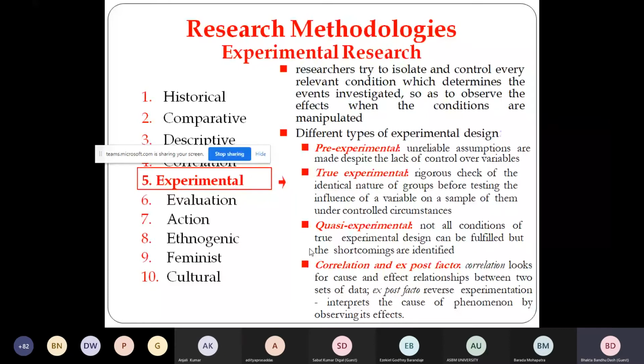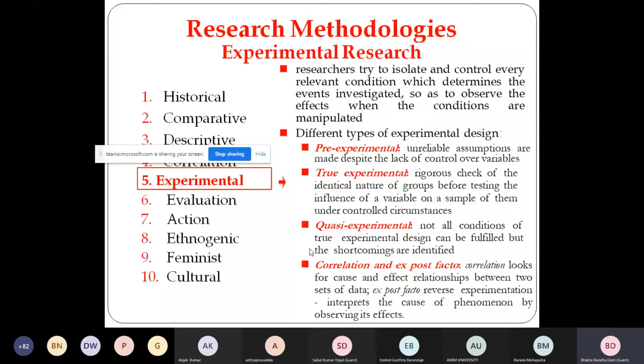But when you talk about the true experimental, it is a rigorous check of the identical nature of groups before testing the influence of a variable on a sample of them under controlled circumstances. So why is it true experimental? Starting from deciding the sample, using the assessment tool, analyzing and interpreting, at every stage you apply some methodology, some procedures, some logic. That's why it is called true experimental research.